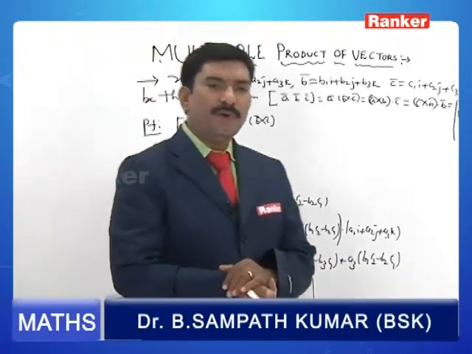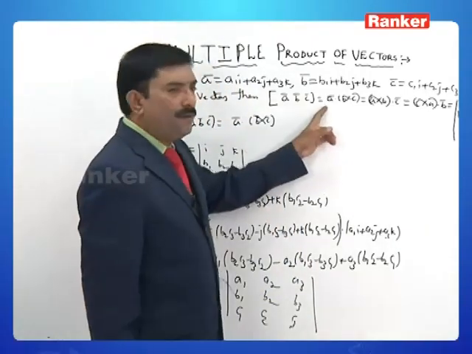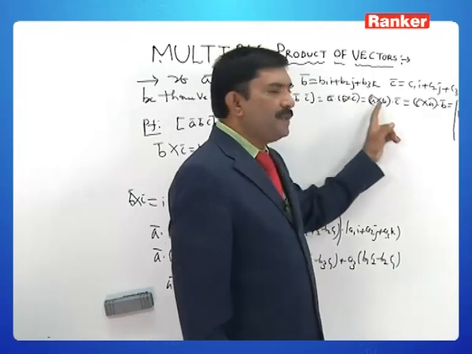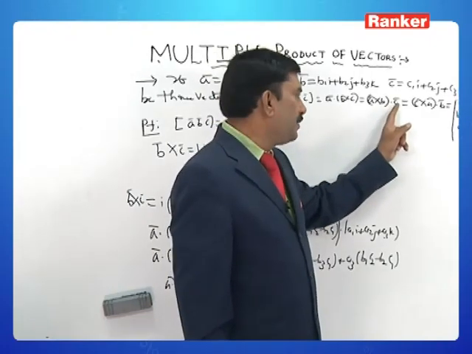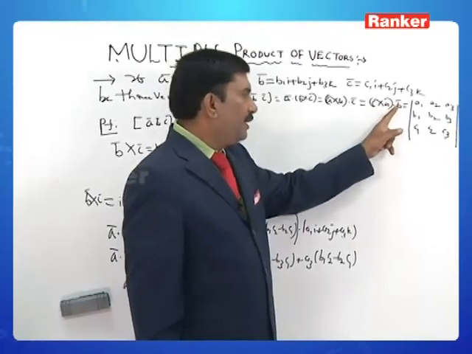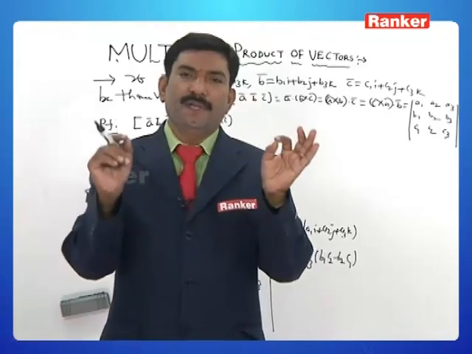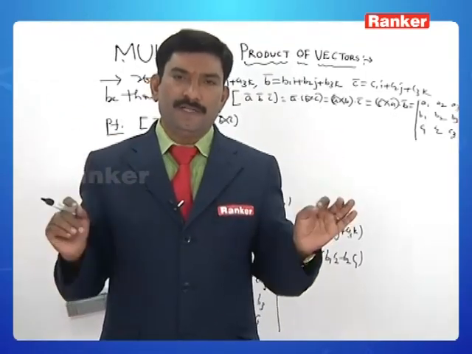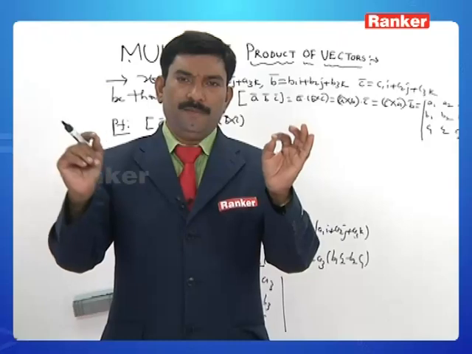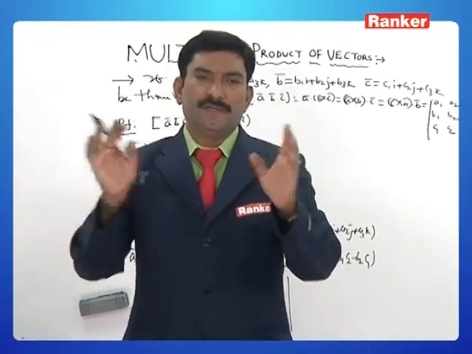Hereafter, box of A, B, C is the same as A dot of B cross C, which is the same as A cross B dot C bar, which is the same as C cross A dot B bar, and can be written as the determinant with first row A1, A2, A3, then B1, B2, B3, and C1, C2, C3.